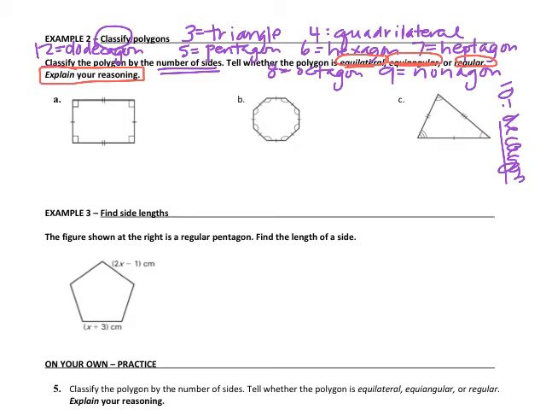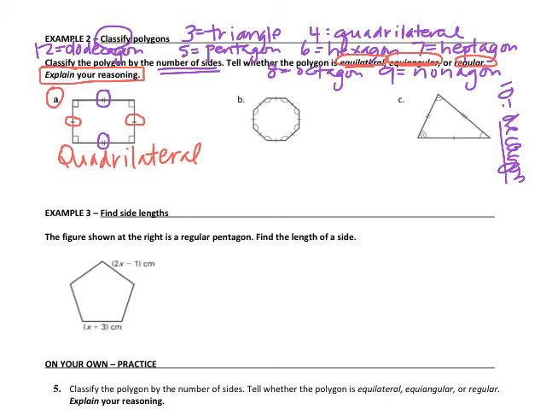So let's take a look at part A here. How many sides does this figure have? Well, it looks like there are 4 sides, so this is a quadrilateral. We also have to state whether it's equilateral, equiangular, or regular. Based on these little hash marks here, these 2 end sides are congruent. And because this side has 2 and this side has 2, those 2 sides are congruent. So all of the sides are not congruent, so we're not going to say this is equilateral.